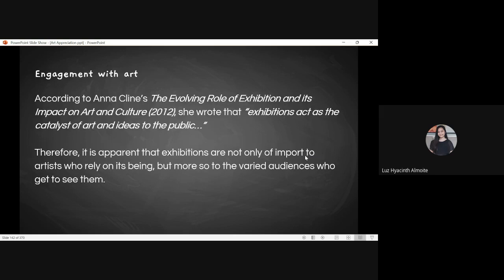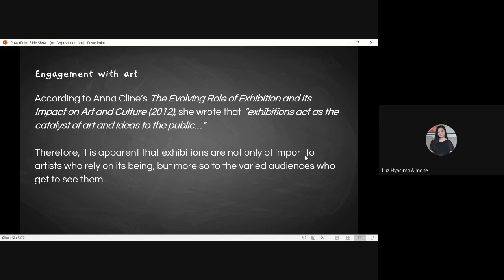Okay, let's go now to the engagement with art. So, according to Anna Klein's The Evolving Role of Exhibition and Its Impact on Art and Culture, she wrote that exhibitions act as the catalyst of art and ideas to the public. So, they represent a way of displaying and contextualizing art that makes it relevant and accessible to contemporary audiences.